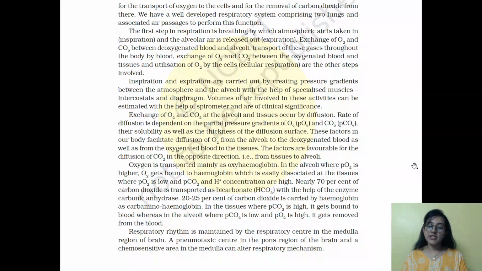Respiratory rhythm is maintained by the respiratory center in the medulla region of the brain. A pneumotaxic center in the pons region of the brain and a chemosensitive area in the medulla can alter the respiratory mechanism.